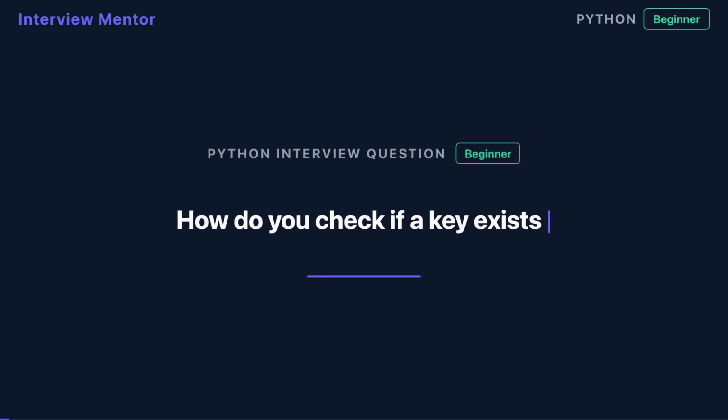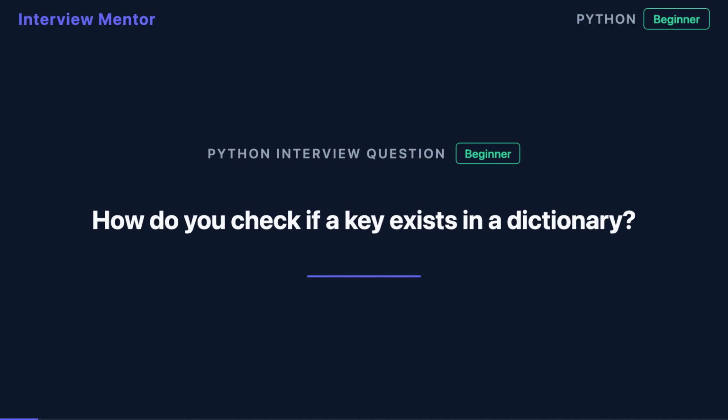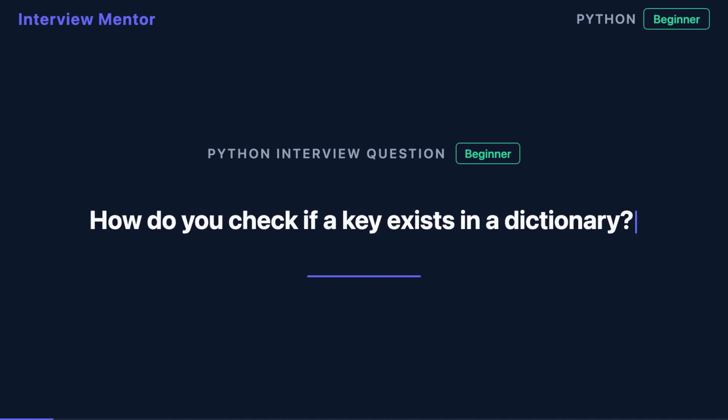One of the most common Python dictionary mistakes is trying to access a key that doesn't exist, which immediately crashes your program with a KeyError. Let's explore the right ways to check if a key exists.